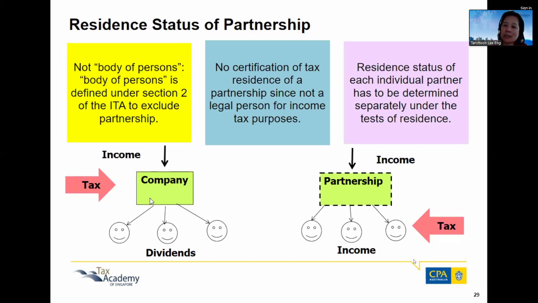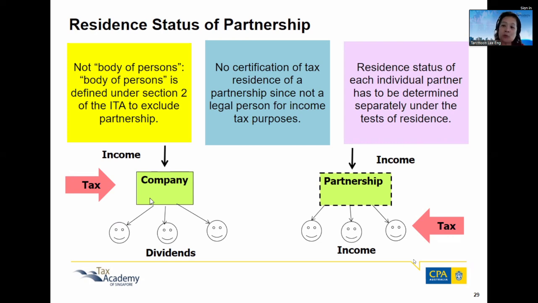Okay, for partnership, if you look at Section 2 of the Income Tax Act, you'll notice that it covers individuals, partners, and bodies of persons. And individual, definitely it covers individual. So partnership is definitely not an individual. Partnership is not a company and covers a body of persons.